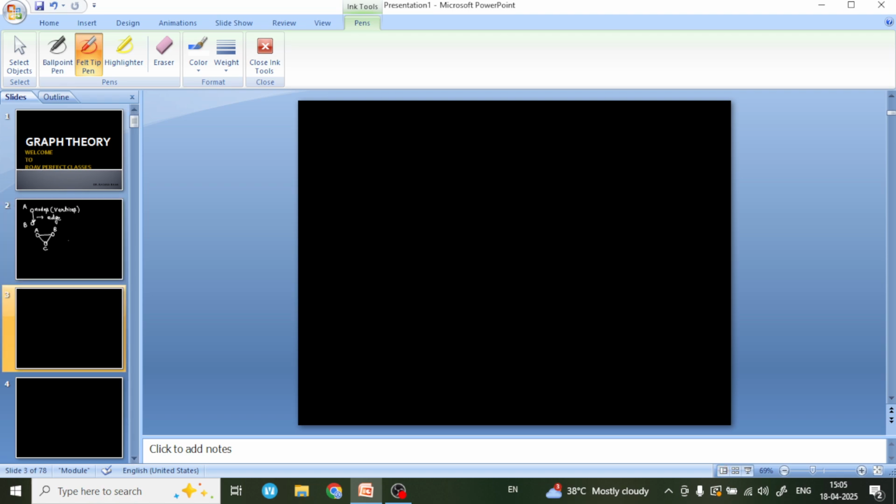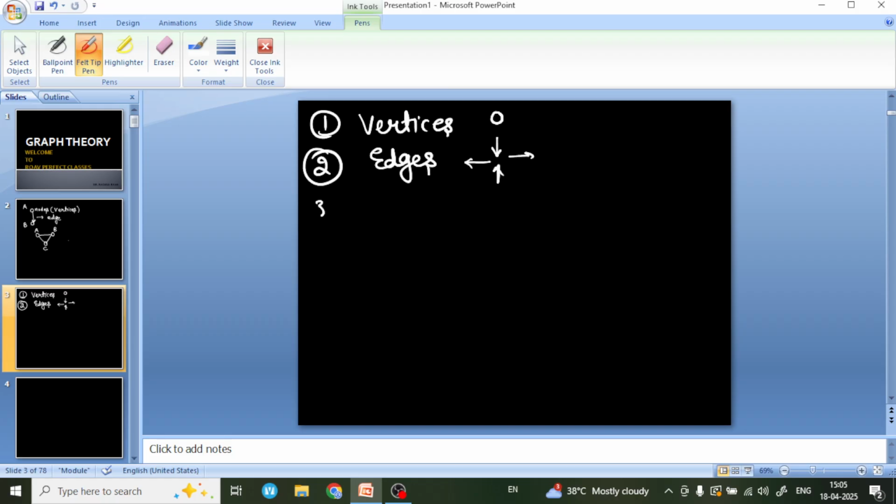First, vertices. This is known as vertices. Edges, those arrow symbols which are used for connecting. These are edges. Directed or undirected. In a directed graph, direction is given. In an undirected graph, there is no direction. In a directed graph, edges have a direction, an arrow from vertex A to B, while in an undirected graph, edges are bidirectional.